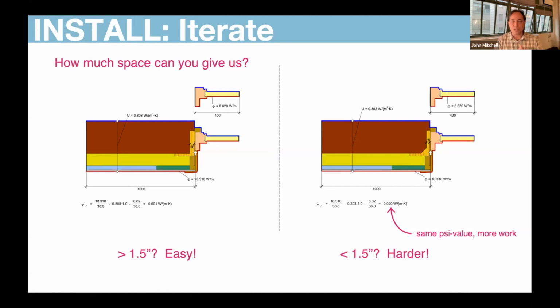So these are the things that the architect gets to evaluate. Do I want to ask the person to chamfer the brick, or can I live with 1.5 inches of space between the window frame and the masonry? And we go ahead.